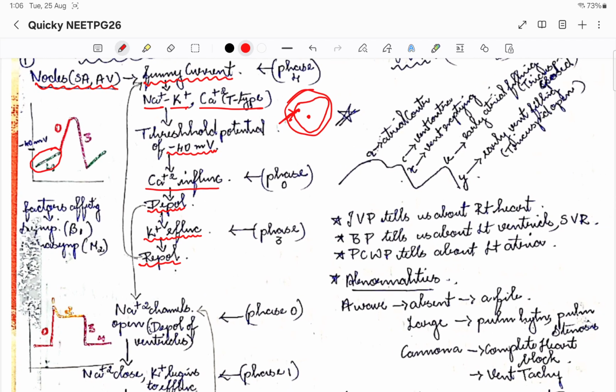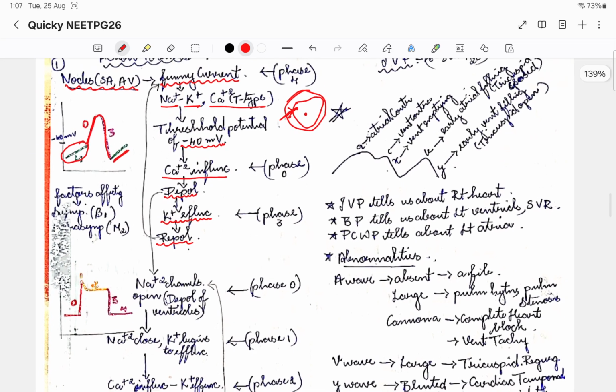See, the calcium influx phase is called phase 0, and the potassium efflux phase is called phase 3. I'll come back to the ventricular potential. That is how you will get to know why I am calling this 0 and 3 rather than 1, 2 and 3. So the funny current potential is known as phase 4. This is phase 4, so please remember this. You will understand when I teach you the ventricular potential.